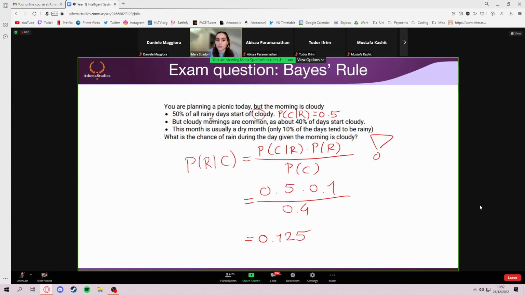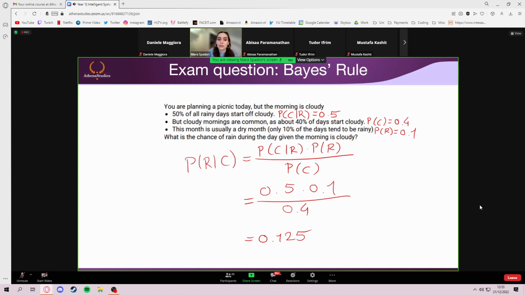And for the second one, it says cloudy mornings are common, about 40% start off cloudy. So that is the probability of cloudy, 40%. And lastly, this month is usually a dry month. Only 10% are rainy days. So the probability that it is a rainy day is 10%. And then what is the chance of rain during the day, given that the morning is cloudy? So this is our given information. And what is the probability of rain given that it is cloudy?